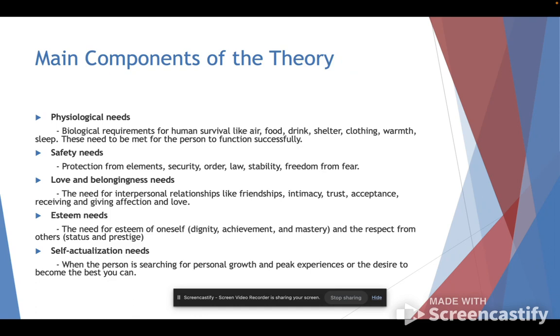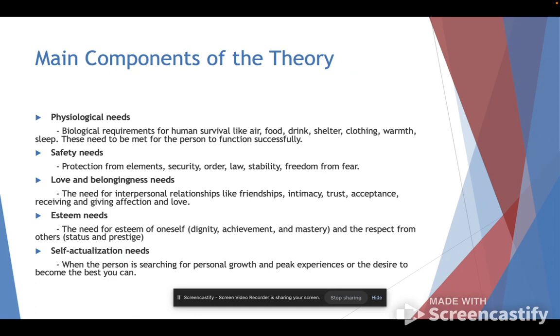The second component is the safety need. So the protection from elements, security, order, law, stability, freedom from fear. The next one is love and belongingness needs. So this is the need for interpersonal relationships like friendship, intimacy, trust, acceptance, receiving and giving affection and love. The next one is esteem needs, the need for esteem of oneself, dignity, achievement, and mastery, and the respect from others, status, and prestige. So if you look at that, it's not just you looking at yourself, but also how others view you, the respect you get from others as well, the status that they might give you.